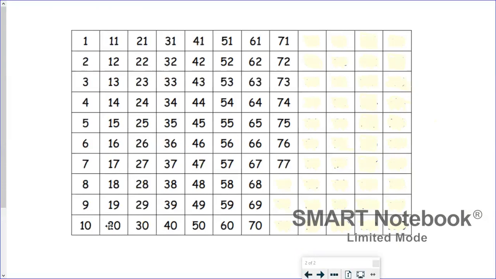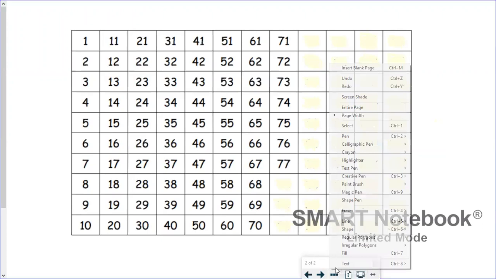So you're going to notice here that this chart is filled in from numbers 1 all the way to 77. But we have a lot of empty boxes over here. So I want you guys to help me figure out what numbers would come after 77, and we're going to keep counting until we fill up the empty spaces. So I want you to take a minute and take a look at the chart and think to yourself, if you're at 77, what number would come next?